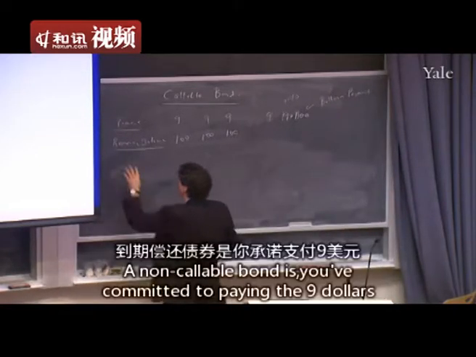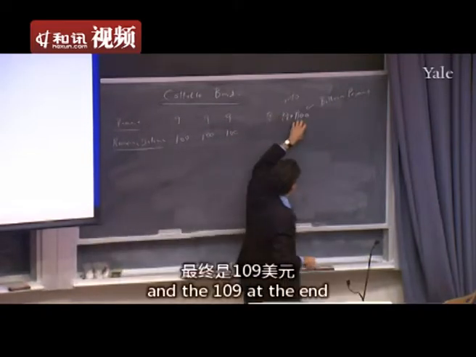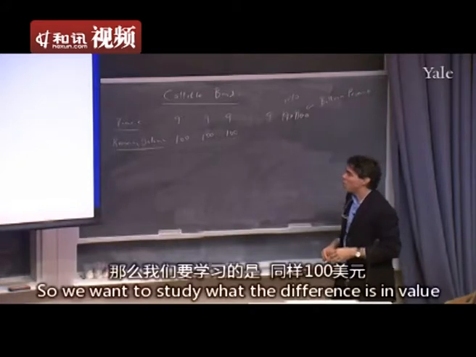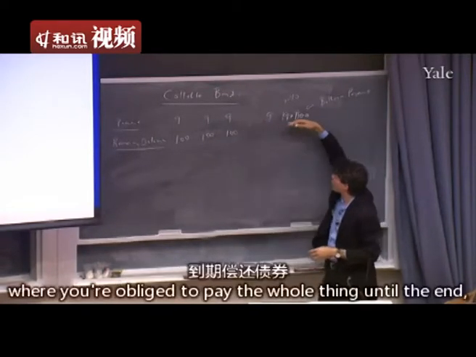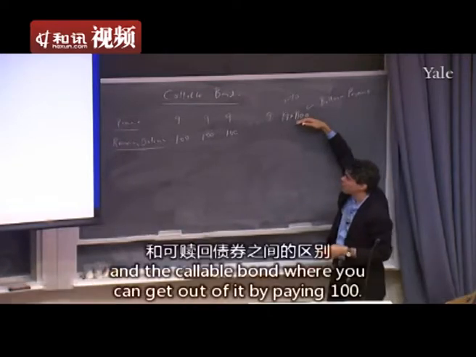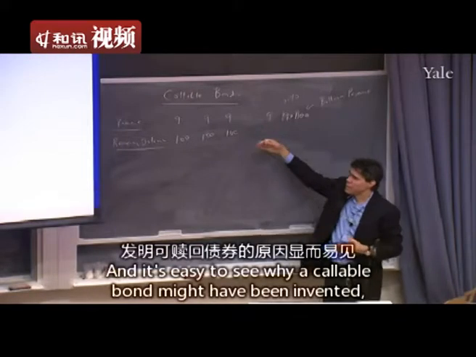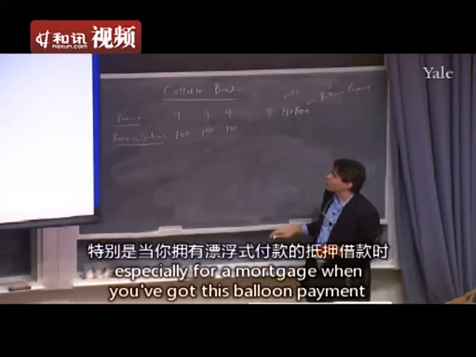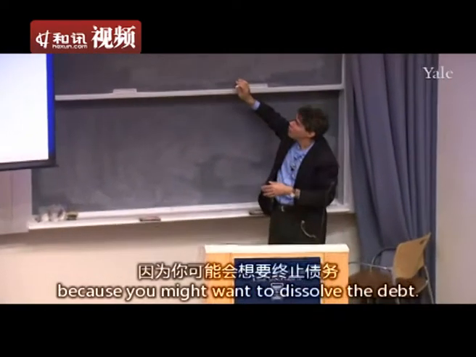A non-callable bond is where you've committed to paying the $9 and the 109 at the end, and you have no option to get out of it. So we want to study what the difference in value is between the non-callable bond, where you're obliged to pay the whole thing till the end, and the callable bond, where you can get out of it by paying 100. And it's easy to see why a callable bond might have been invented, especially for a mortgage with this balloon payment, because you might want to dissolve the debt.